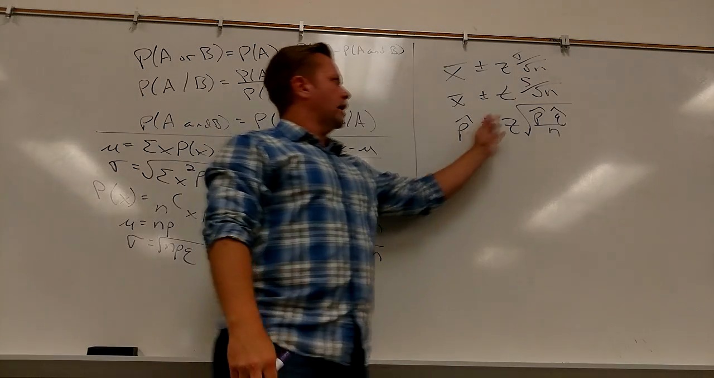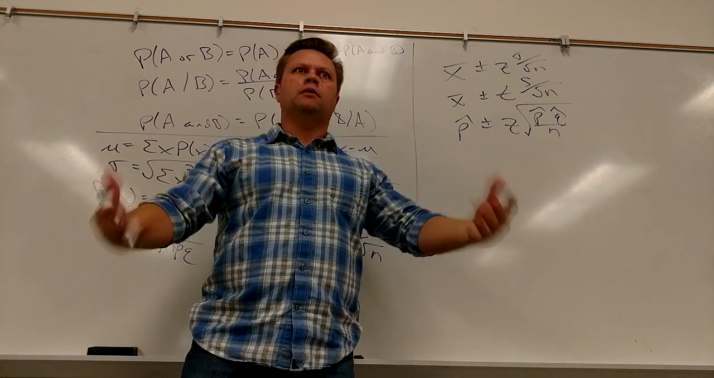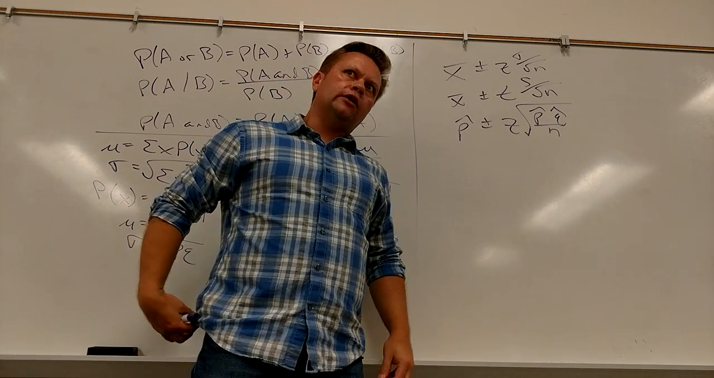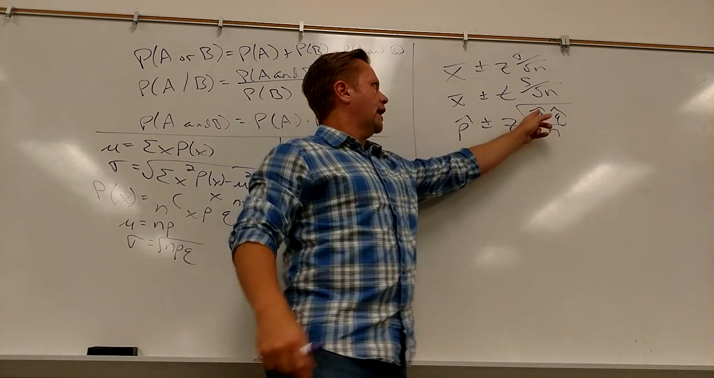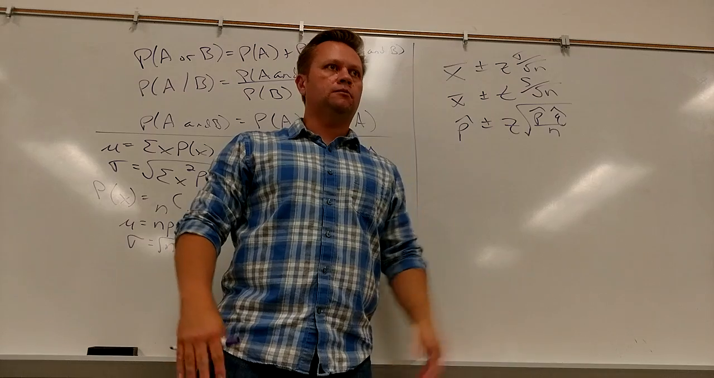This has p hat and q hat all over the place because we don't know what p is or what q is. We don't know the population percentage. But later, when we did hypothesis tests, we don't have a hat on these because we're assuming we know what p is. It's the one from the claim.